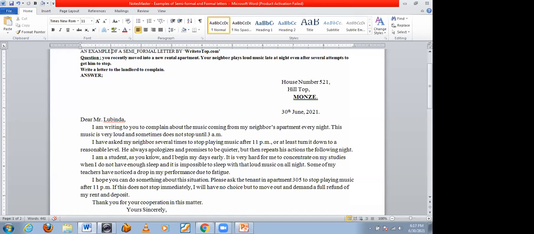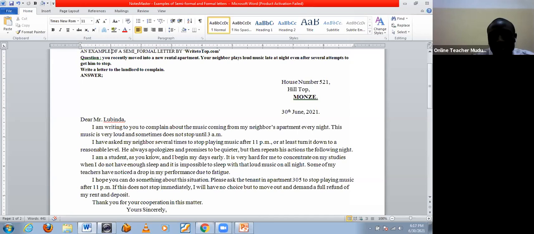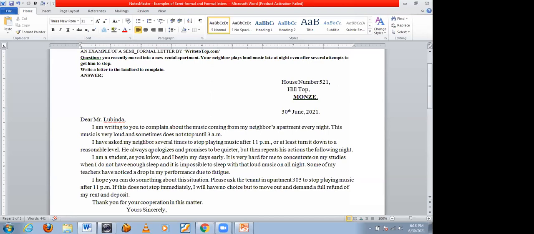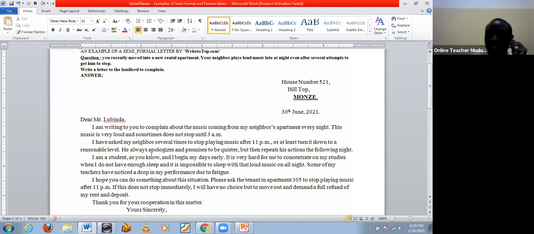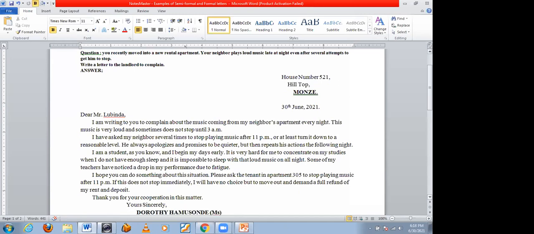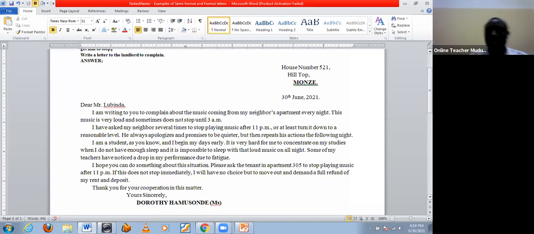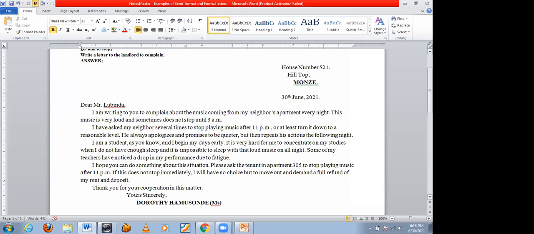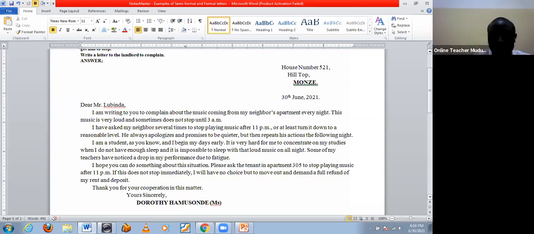Please ask the tenant in apartment 305 to stop playing music after 11 p.m. If this does not stop immediately, I have no choice but to move out and demand a full refund of my rent and deposit. Thank you for your cooperation in this matter. Yours sincerely, Dorothy Hansen. So notice how this letter is presented. The language is strictly formal, it is clear and to the point.